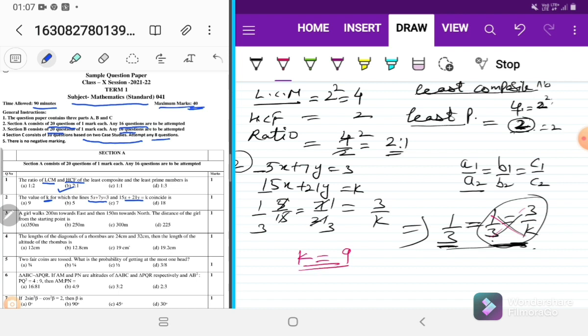So what is my answer now? The value of k for which two lines coincide is what? 9. So option A is your answer. Okay, got it? So how do I know my answer k is 9? Because I applied this condition.